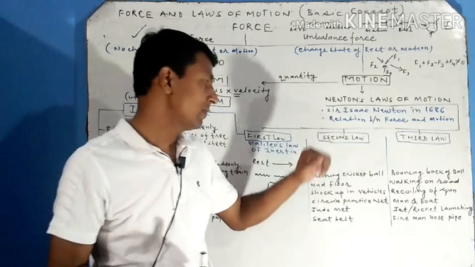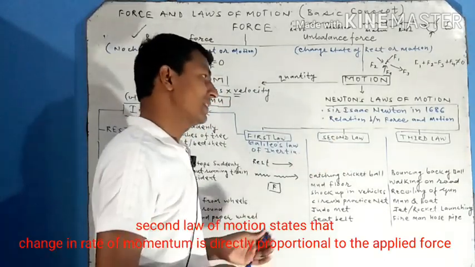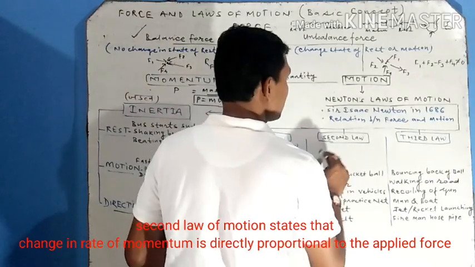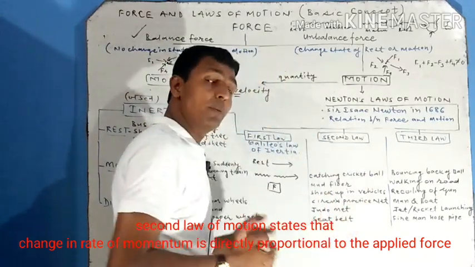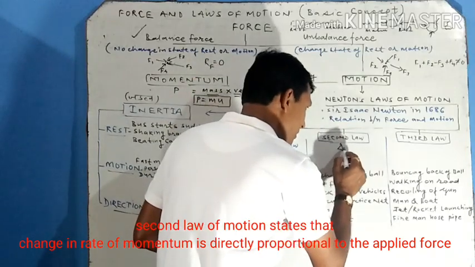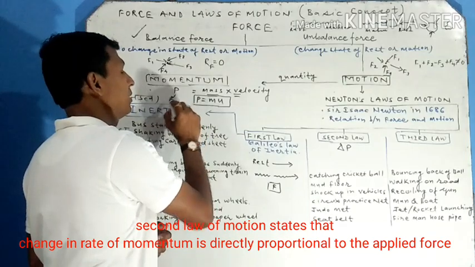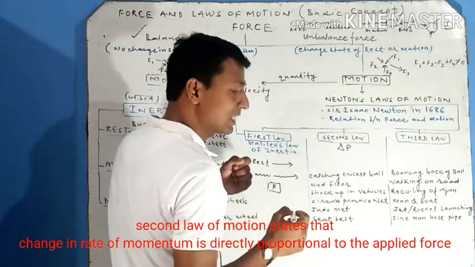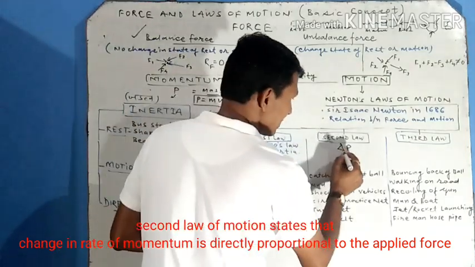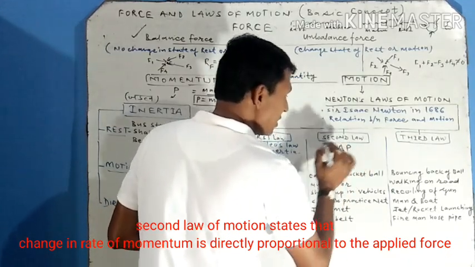Now, let's discuss the second law of motion. The second law of motion suggests that the rate of change of momentum is directly proportional to the applied force. I have already told you, momentum is denoted by P. Whenever you have to show a slight change, it is denoted by the delta sign or del. So delta P shows the slight change in momentum.